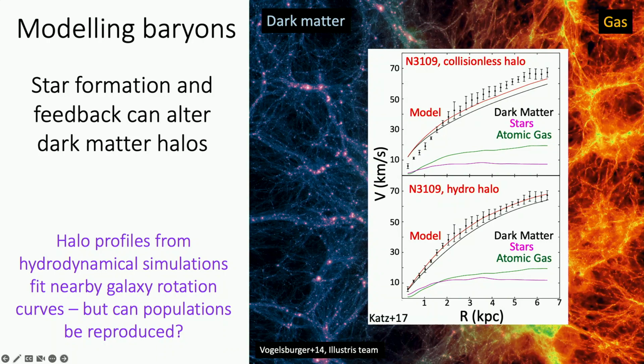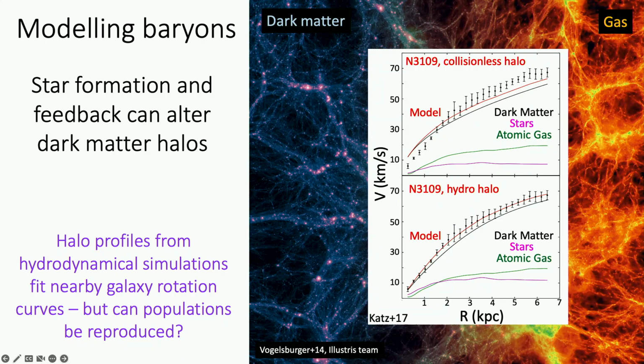So what we've learned in the last decade or so is that halo profiles from hydrodynamical simulations can be tuned to fit nearby galaxy rotation curves. Now, whether you can do this on a population level remains to be seen. We don't yet have enough high-resolution galaxy simulations, and for that matter, we don't yet have enough high-resolution rotation curves of galaxies to make this comparison one-to-one. So the name of the game, the state of the art, is to do population-level comparisons to rotation curve shapes.